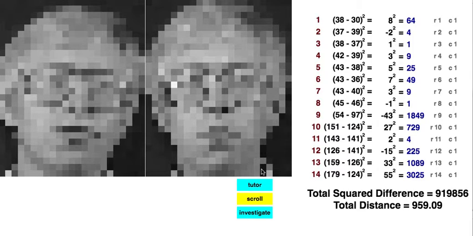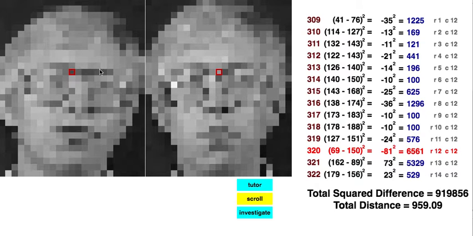Now I can actually investigate if I want, so I can look at a pixel at a time. I can look at just this pixel. The value of this pixel over here is 69. The one over here is 150. And it's getting the difference, the square difference between them. It's in row 12, column 12. It's pixel 320. There's 644 pixels altogether. So this is a generalized version of the Pythagorean theorem to 644 dimensions.